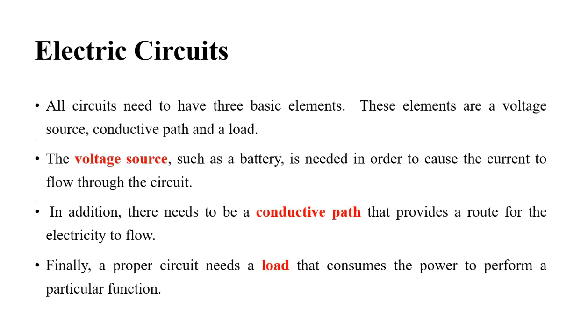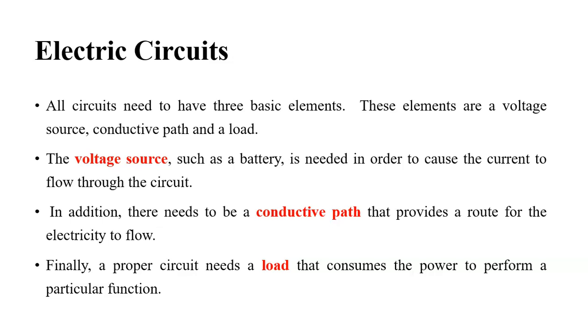So let us see the three basic elements that an electric circuit has. The first basic element is the voltage source. For an electric circuit, this is mandatory because in order for the current to flow through the circuit, there should be a voltage source in the form of a battery or AC power supply, because the source of this electric current is a voltage source. The second basic component is the conductive path.